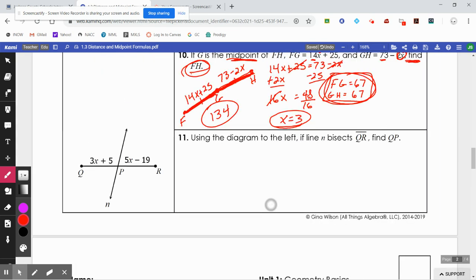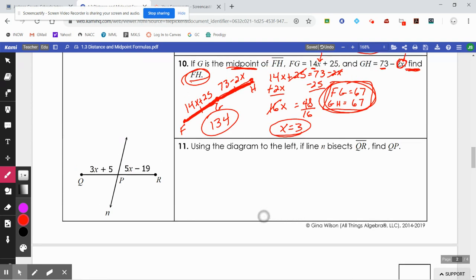Number 11, the last one, says use the diagram to the left, if line N bisects, and let's review the word bisects. To bisect something means to cut it in half. So if line N cuts QR in half, then find the value of QP. So the exact same premise here. If it cuts it in half, then that means that point P has to be the midpoint, which means again that 3x plus 5 would have to be the exact same length as 5x minus 19.